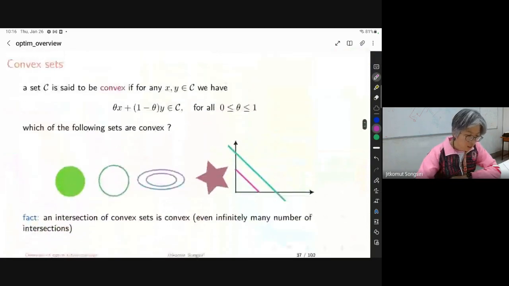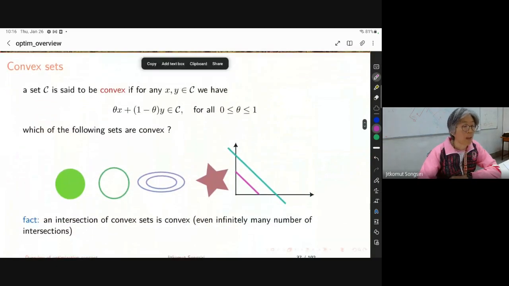Okay, in order to talk about a convex problem, there are two concepts that are very essential. The concept of a convex set. This is a convexity of a set itself. It will be used to describe the constraint set. And another concept is the convexity of a function. Okay. Very first one. We say a convex set.